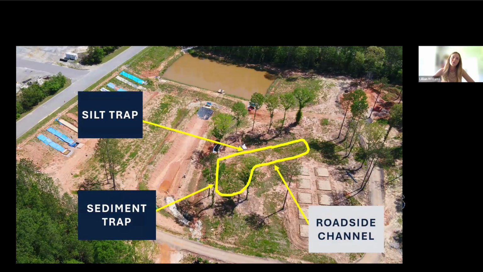We have the silt trap that would be tested in the left side, that skinnier side, through the channel. And then the sediment trap would be that turn at the bottom. And then the same roadside channel would be used, but we would just remove the silt trap when we transition to testing the sediment trap.